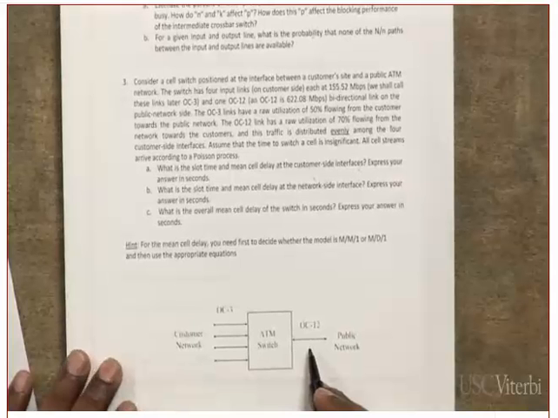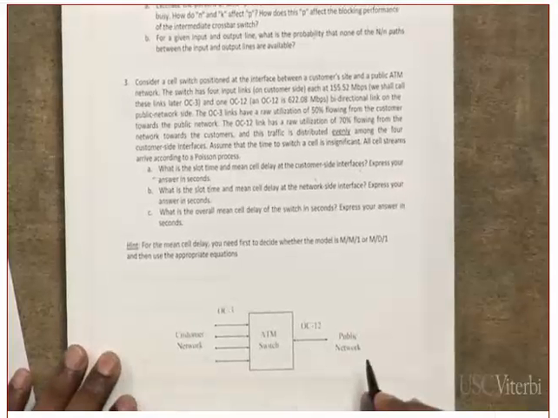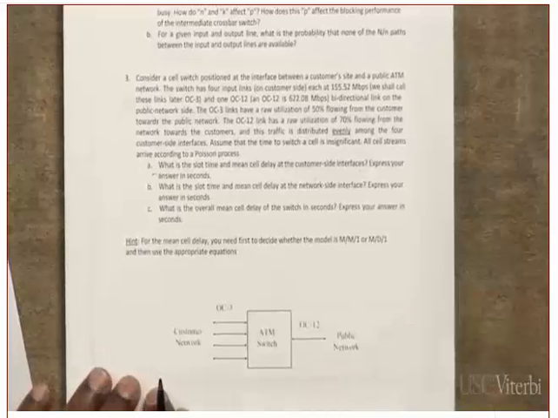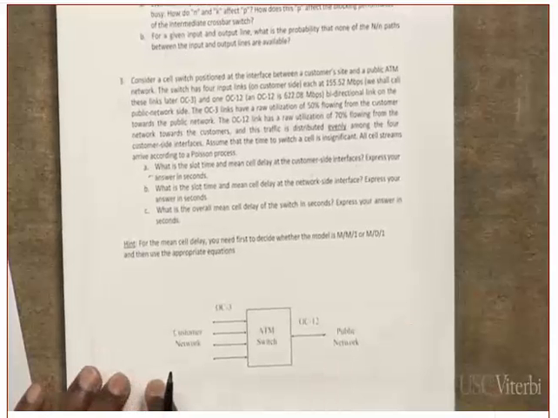it says each OC12 link has a utilization of 70%. This is given, and each OC3 has a utilization of like 50%, so that the traffic coming here is distributed across the links. Okay, so pick any one link here. Let's say, what would be the average arrival rate according to you? Call this rate lambda. Yeah, we know this rate.